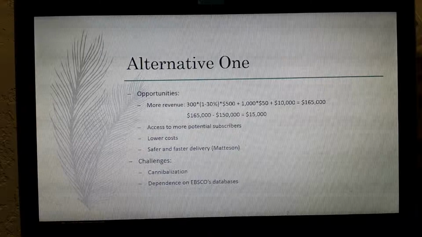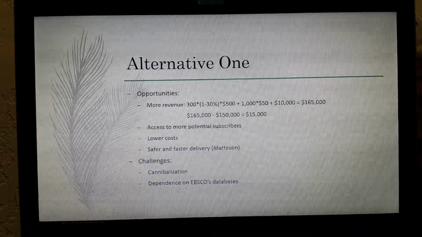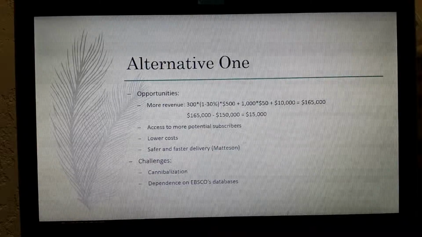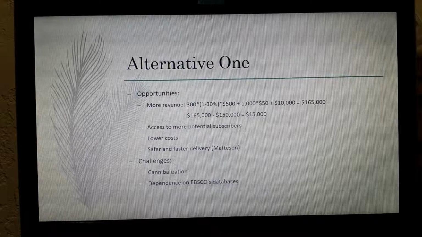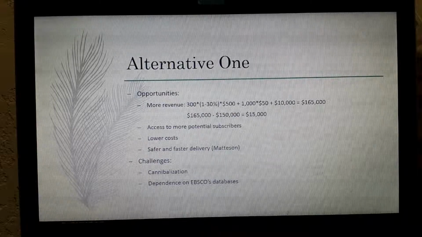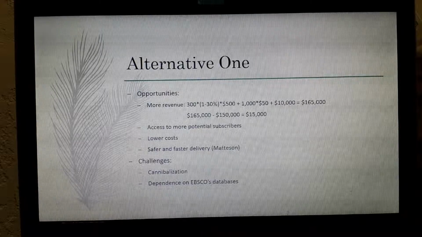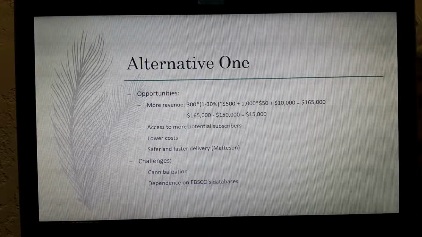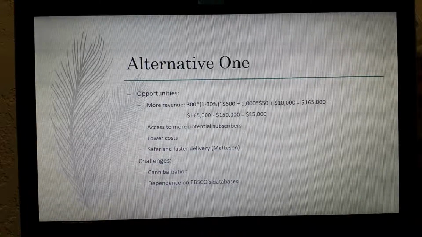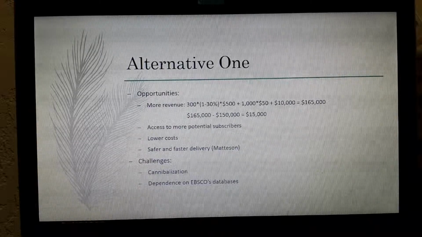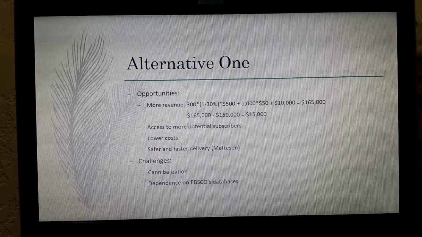This alternative will bring opportunities as well as challenges to the organization. On one hand, it enables the ASIB to generate more revenue. According to my calculation, it can bring in an additional $15,000 per year. Since EBSCO has its own customer base, having the journal available on EBSCO's database will allow the ASIB to have access to EBSCO's customers and therefore more potential subscribers.